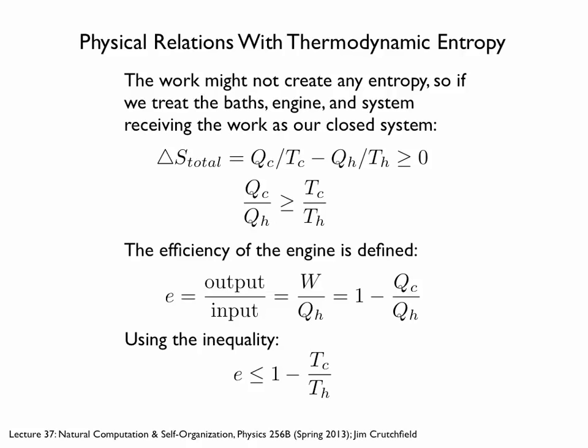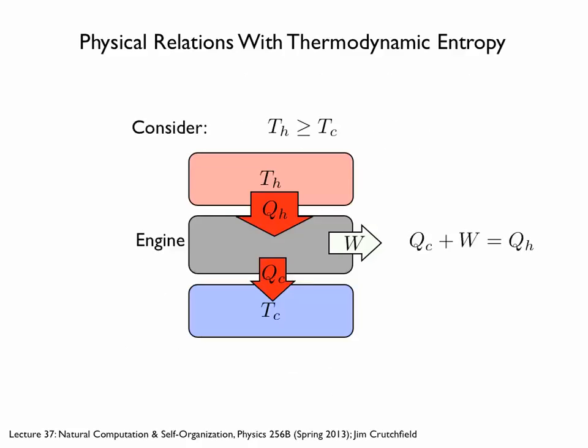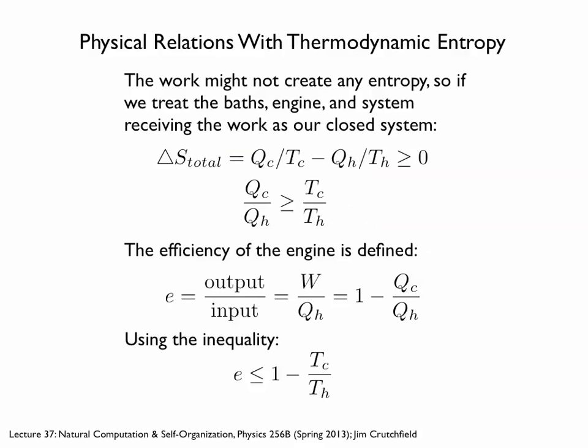And then we define the efficiency of this engine. The efficiency of this engine is the amount of useful stuff, the output, over the input. So the useful stuff is our work here, and the input is the heat coming from the hot reservoir. Well, that turns out to be 1 minus QC over QH, and because of this known relation, we have an upper bound on our efficiency here, which is imposed by the knowledge that entropy has to increase.